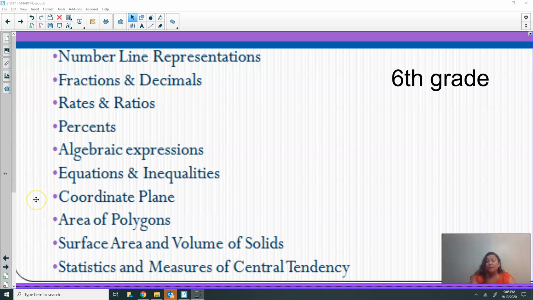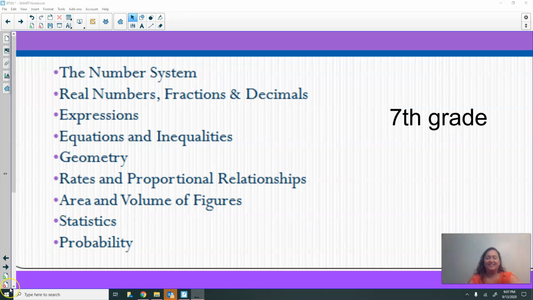On this Smart Notebook page, you will see the units that I will teach throughout the year. We start with number lines, move into fractions and decimals, talk about ratios and rates, percentages. We get into some pre-algebra with some expressions and then work on solving equations and inequalities. We talk about the coordinate plane, and then we do some geometry with area of different types of polygons. We find surface area and volumes of figures. And then we end with statistics. This is what we would do in the 6th grade curriculum.